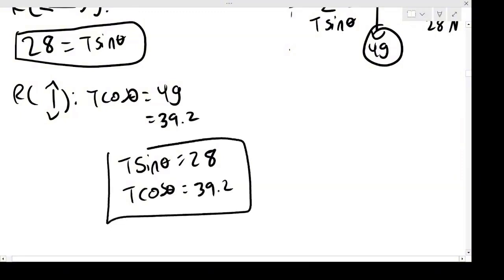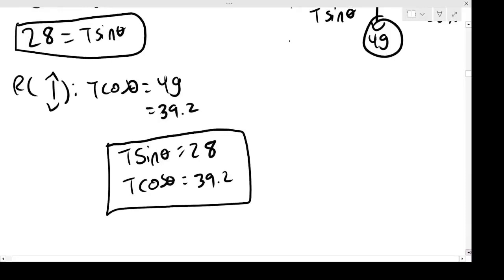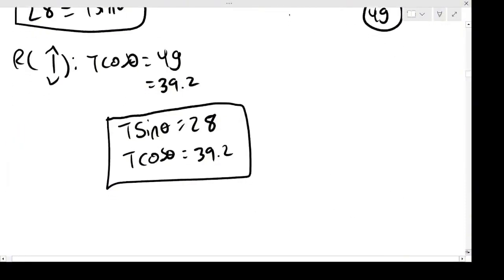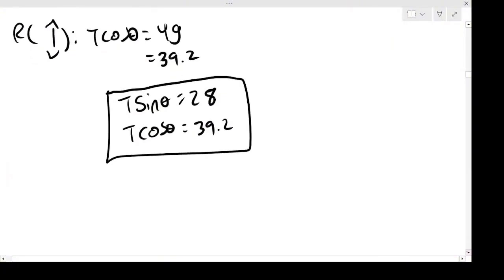Okay, so there we are. These are the two equations I get from resolving. Now, I need theta, okay? It's sort of like simultaneous equations, right? How am I going to get theta on its own? I need to get rid of the T.